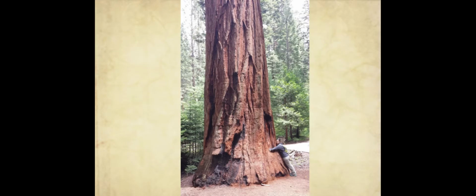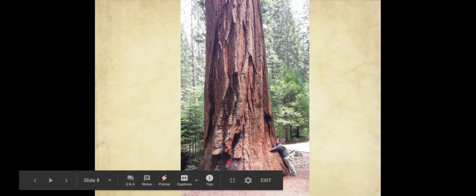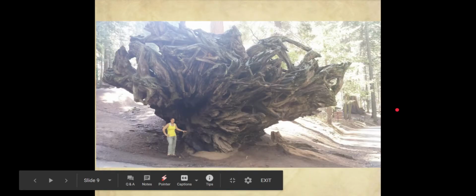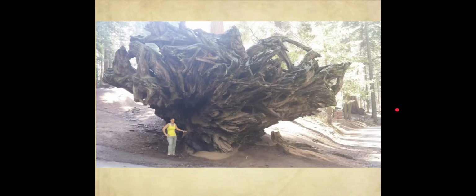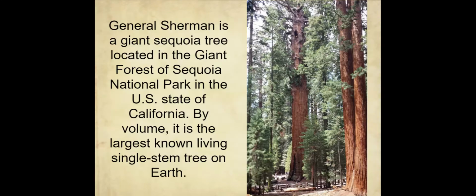Here is me hugging one of those trees. This is a giant sequoia in Sequoia National Park. And if you see on this one, you can see this black here, that's burn scars. This is the root system of a tree that fell, but it's only the top little beginning part of it. These trees are absolutely giant and magnificent.